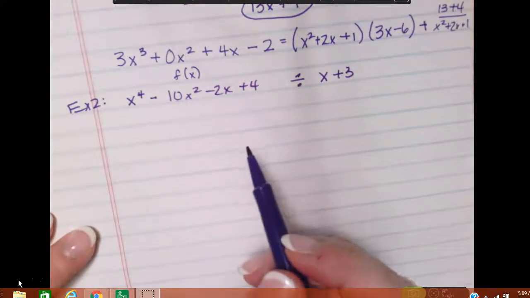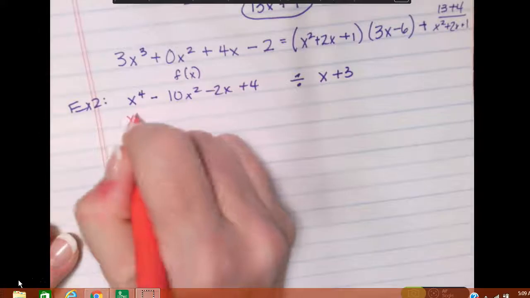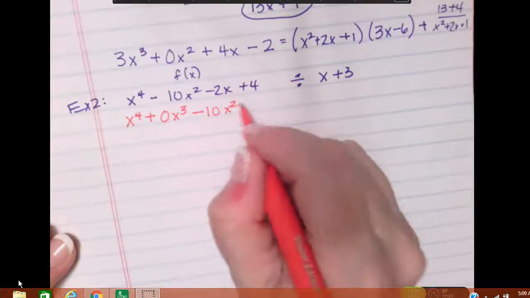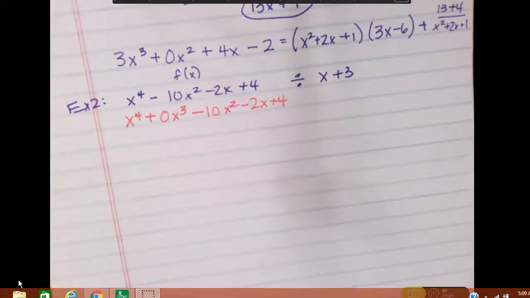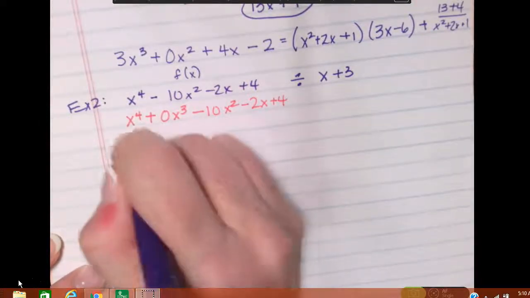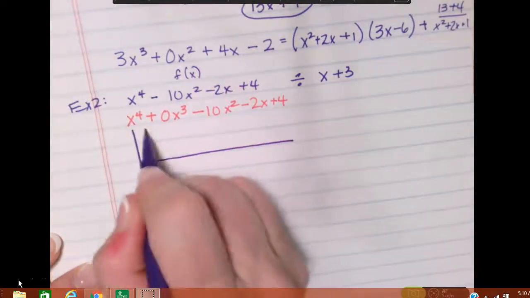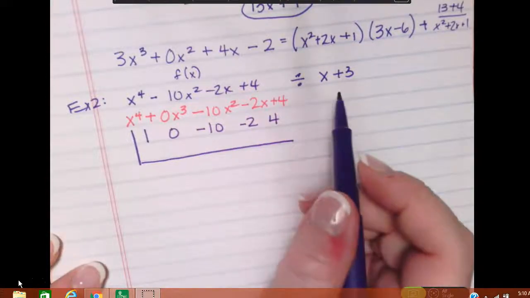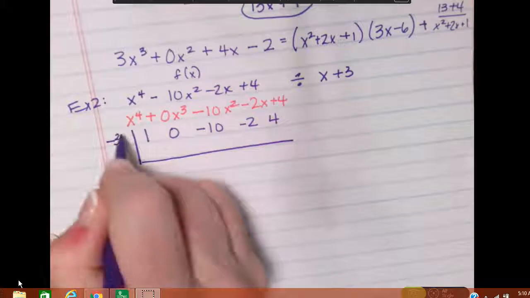And so we're going to follow the same process, and we have to do those same steps at the beginning. We don't have an x cubed term, so I need to fill that in with a 0 term. Let's see, x squared minus 2x plus 4. Okay, so now I've got a good polynomial, and so I'm going to create my array. On notebook paper, I would just draw it where it takes up 2 lines, and then I'm going to go with my coefficients. So I have 1, 0, -10, -2, and 4. And then the 0 is what goes on the outside, so that's a -3.